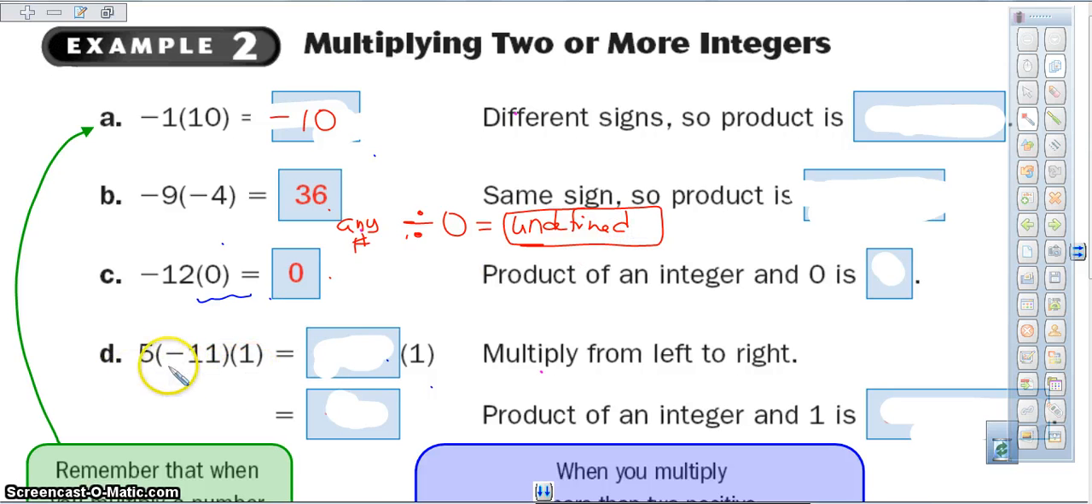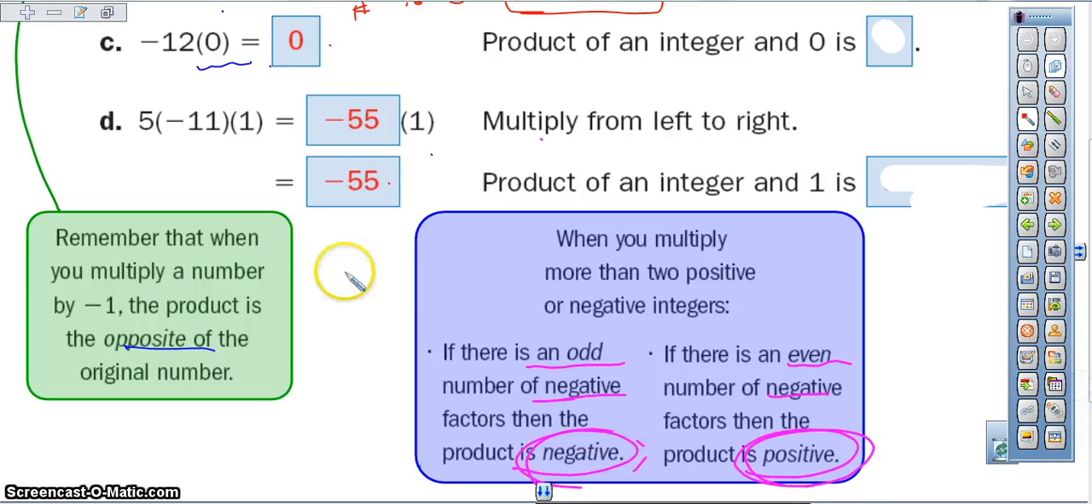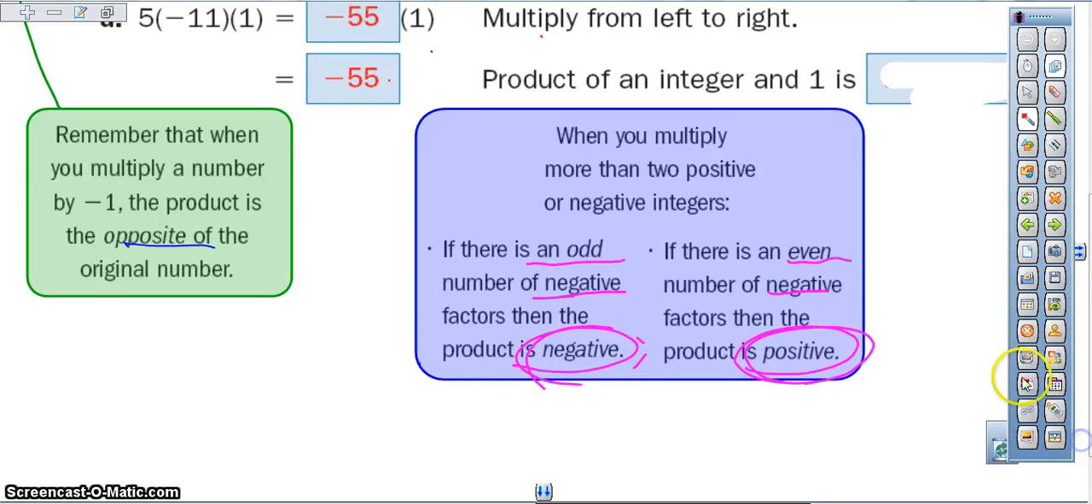Now, what if you have more than one number that you're multiplying? Something like this. You can go from left to right. You could do 5 times 1 and get 5 and then take that. Here we're going to multiply the 5 times -11, gives us -55. And when we multiply by 1, we actually are going to get -55. Remember, multiplying by 1, that product is always going to be the opposite of the original. We talked about this already in your notes. An odd number of negatives gives us a negative number. Even number of negatives gives us a positive answer.